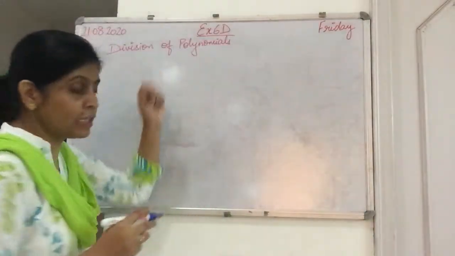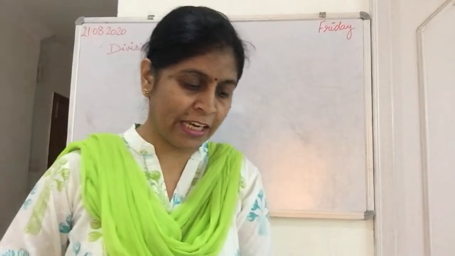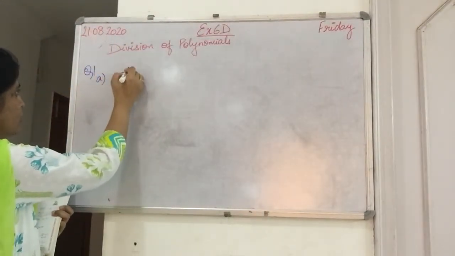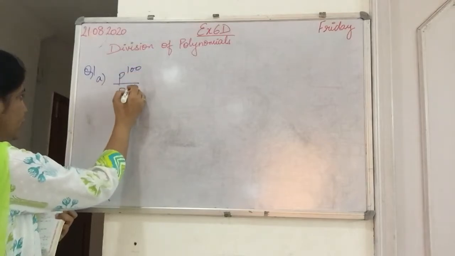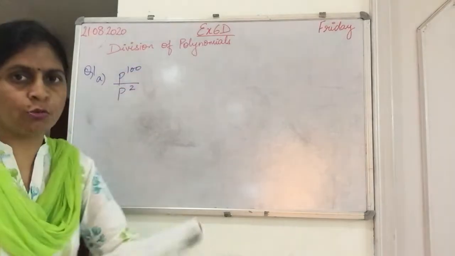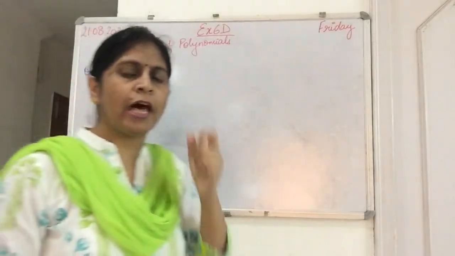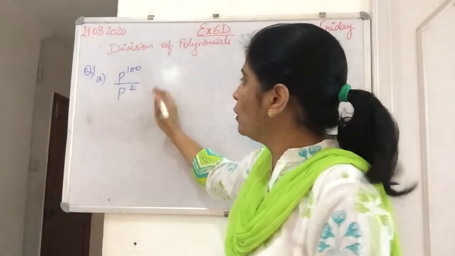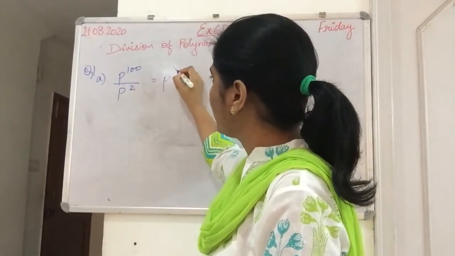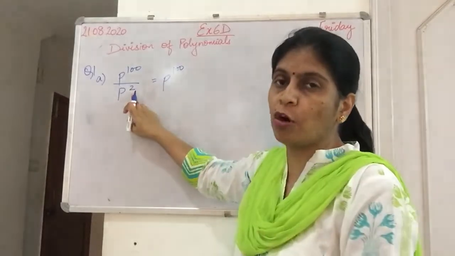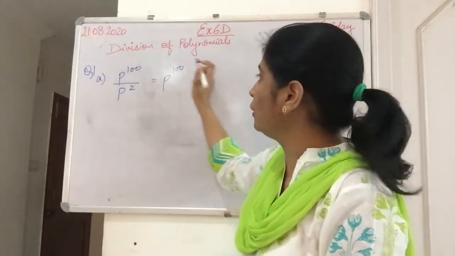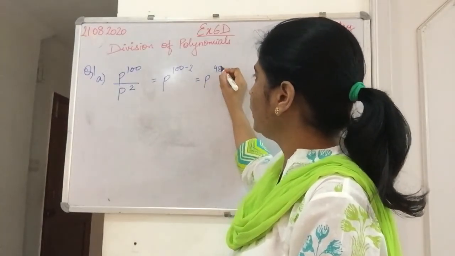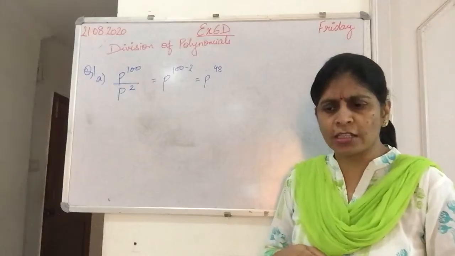Like in exercise 60, question number 1 says simplify: a part, p raised to the power 100 upon p raised to the power 2. Now students, you have studied laws of exponents and learned how to do the division by applying the law. The same way you will do p raised to the power 100. Now 2 is in the denominator, so when you send it to the numerator it will be minus. So the answer will be p raised to the power 98.